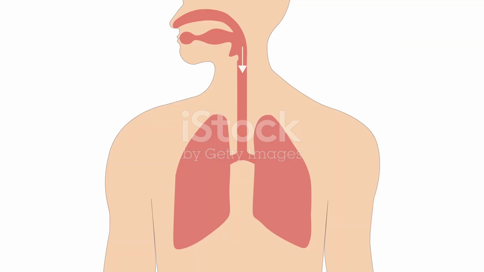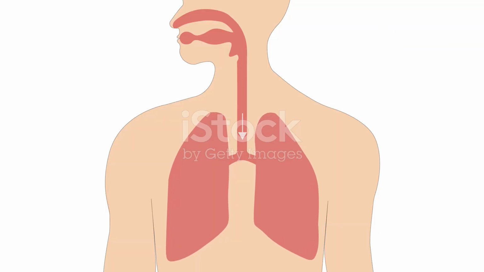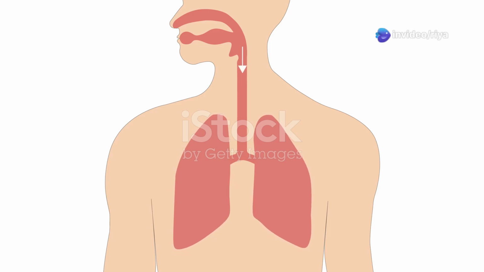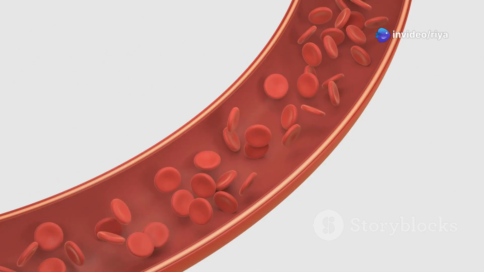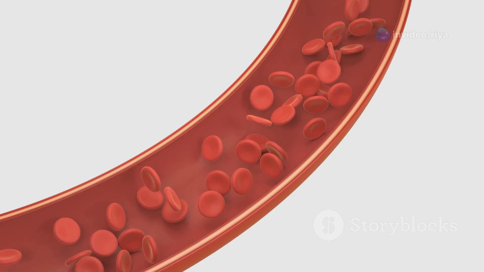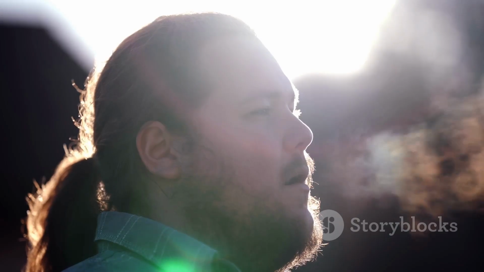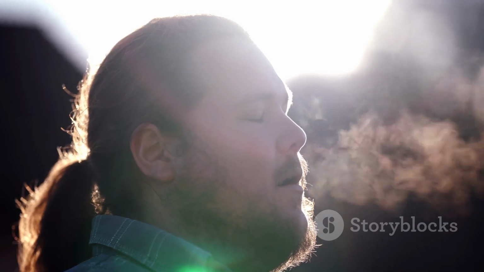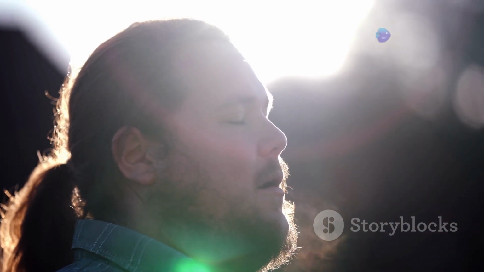This oxygen-rich blood is then transported to the heart, which pumps it to the rest of the body, delivering life-sustaining oxygen to every cell. At the same time, carbon dioxide, a waste product of cellular metabolism, travels from the capillaries into the alveoli. This carbon dioxide-rich air is then exhaled out of the body, completing the cycle of gas exchange.